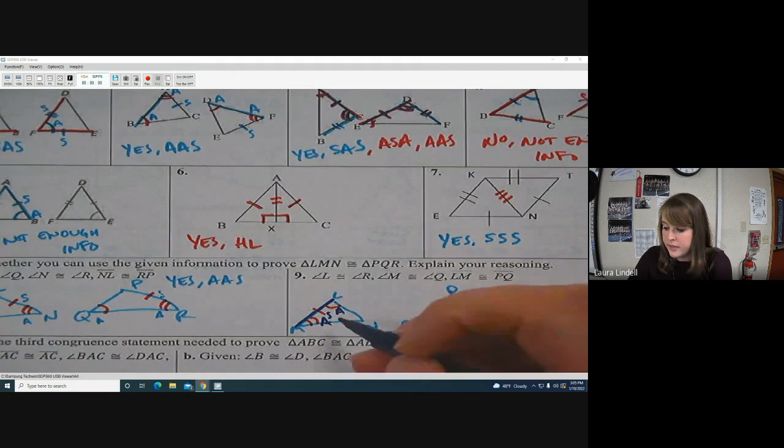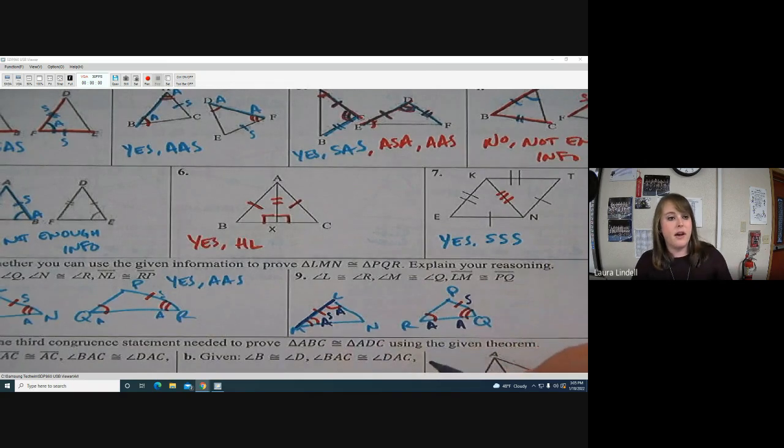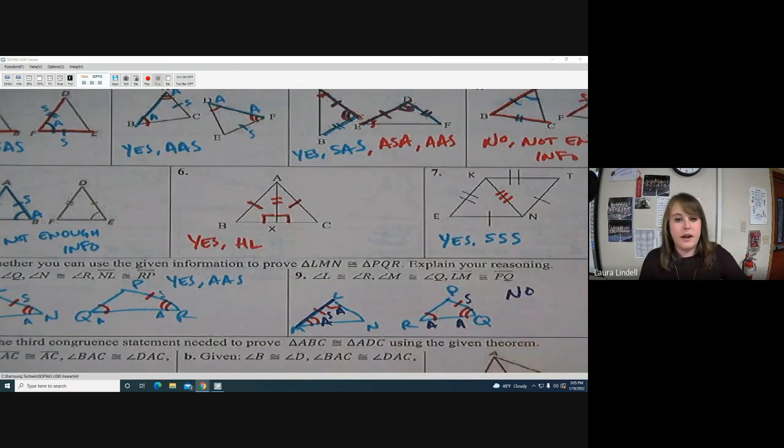So if I would choose ASA for this one, but AAS for this one, that means that there is not enough information to tell if they're congruent. So we would say no, not enough information for that one. Okay. So those are a couple of types of problems that you'll see for this.